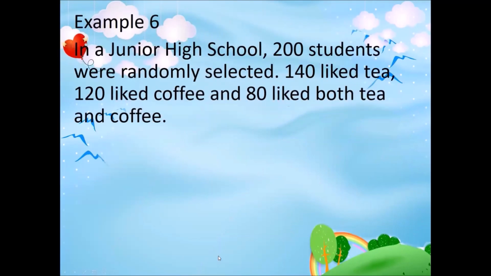Example number 6. In a junior high school, 200 students were randomly selected. 140 like tea. So diyan sa may gusto ng tea ay meron ding parehas sa may gusto ng coffee sa 140. So the same also, 120 like coffee, meron din dito sa 120 students, meron din dito na may gustong tea. And 80 like both tea and coffee. So may exact numbers of students who both like tea and coffee.